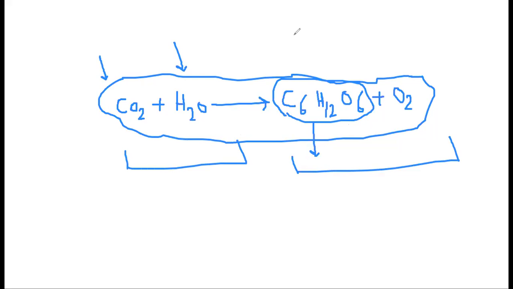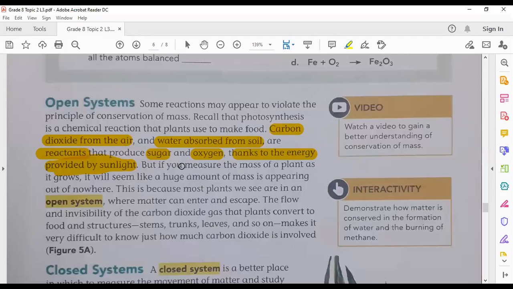Is it clear? So if you measure the mass of a plant as it grows, it will seem like a huge amount of mass is appearing out of nowhere. This is because most plants we see are in an open system.